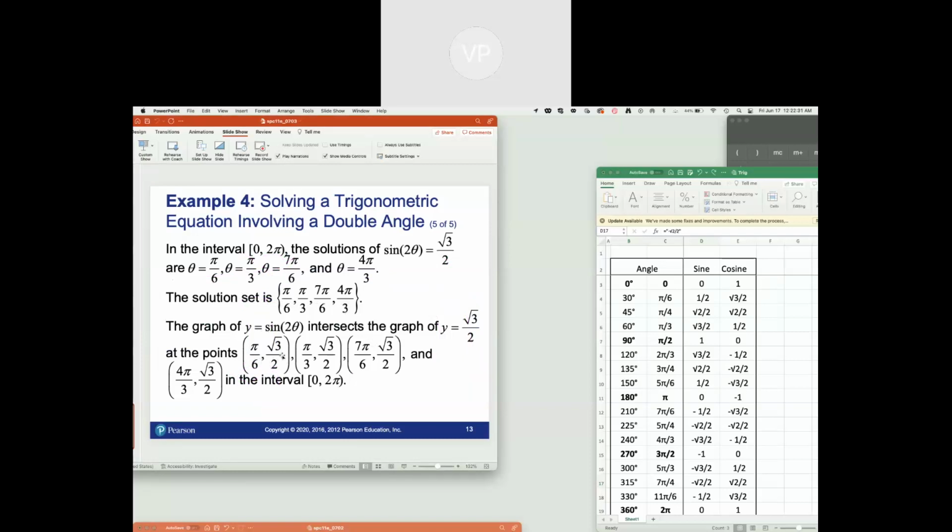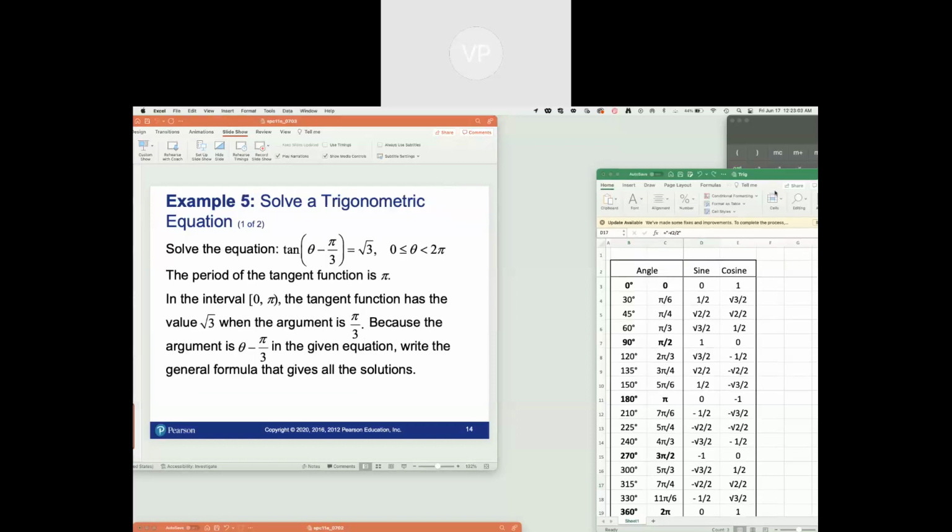And what this last part is showing is when you plug in, where is it? Sorry, pi over 6 into the original equation, you plug in pi over 6 right here, you get root 3 over 2. When you plug in pi over 3, you get root 3 over 2. When you plug in 7 pi over 6, you get root 3 over 2. You see the pattern? That's what we're supposed to get. We're looking for anything that gives you a root 3 over 2. Those are our 4 theta values that make it true.